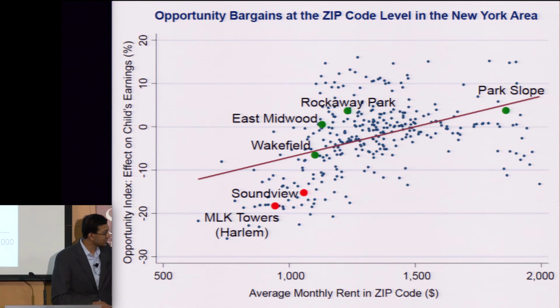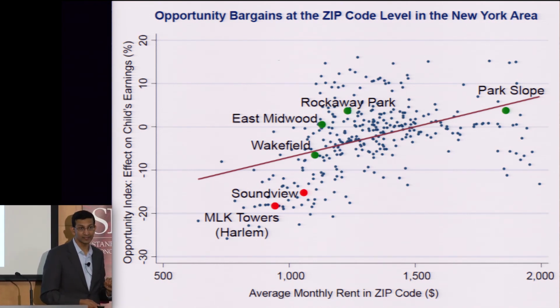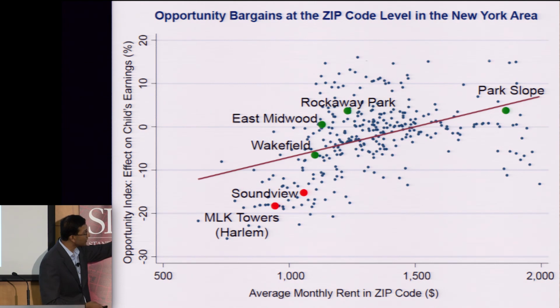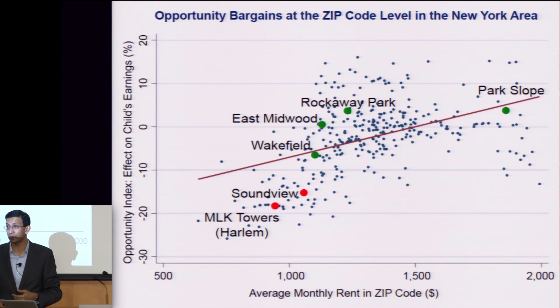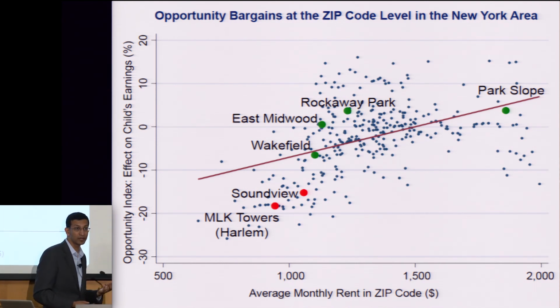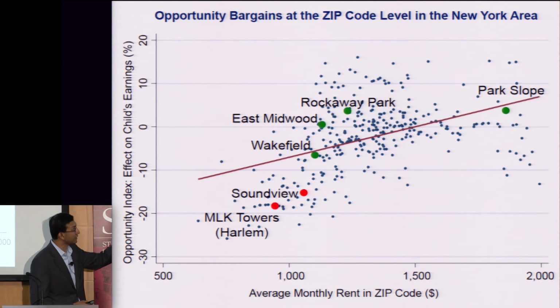Now on the x-axis is the average monthly rent in the zip code. And you can see, as you might expect, that places that are more expensive tend to generate better outcomes for low-income kids. So to take one example, Park Slope, which is where Mayor de Blasio used to live, is a very expensive part of New York and also generates pretty good outcomes for kids. So that's an expensive way to buy opportunity, if you will.